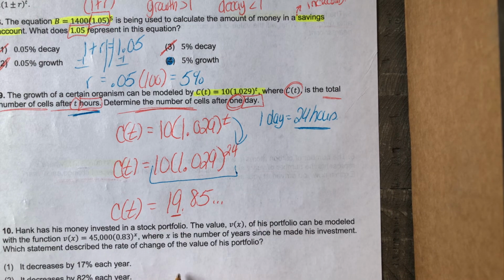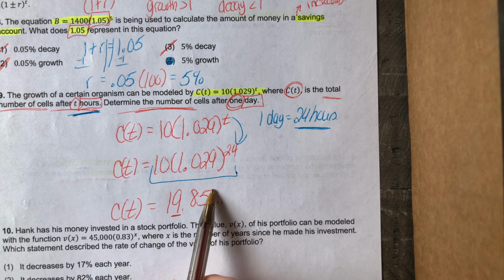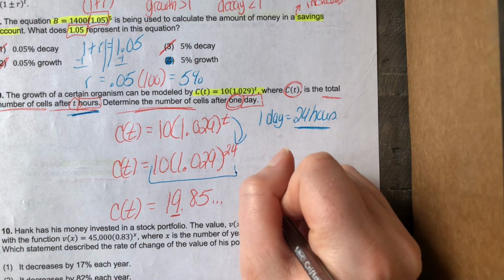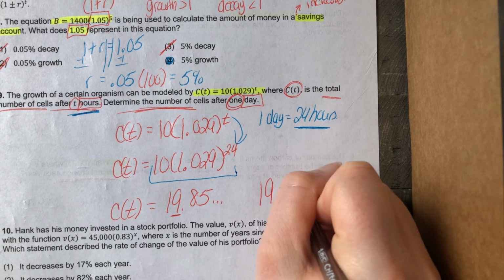I can have whole numbers, but I can't have part of a cell. It's just like saying how many people. I can't have 1.2 people. I can either have a whole person, 2 people, 3 people. Are you with me? So it's actually going to just stay the number 19. So how many cells? 19 cells.